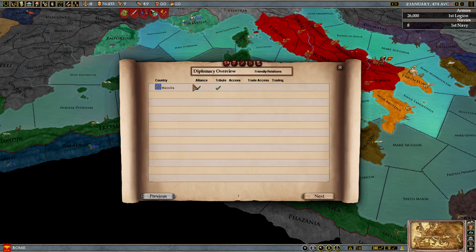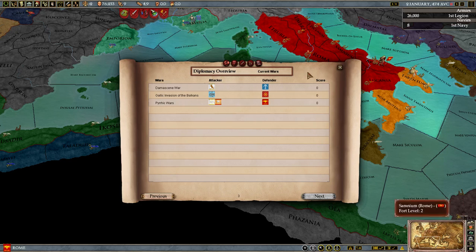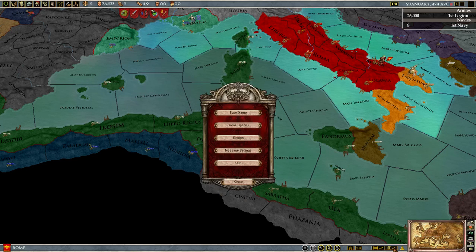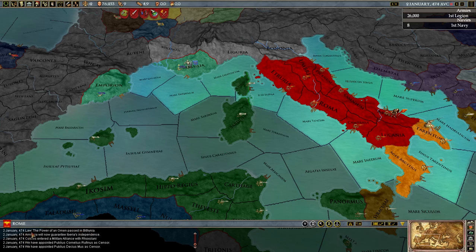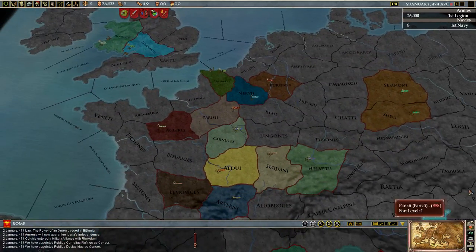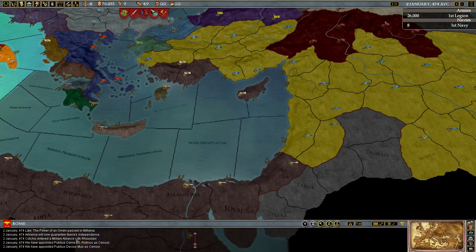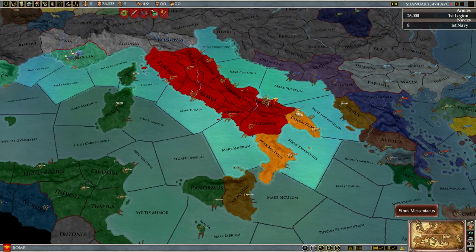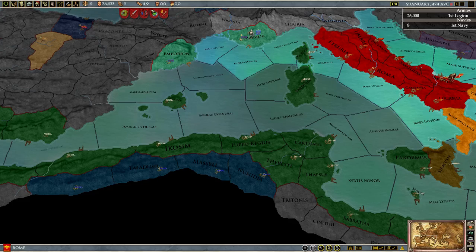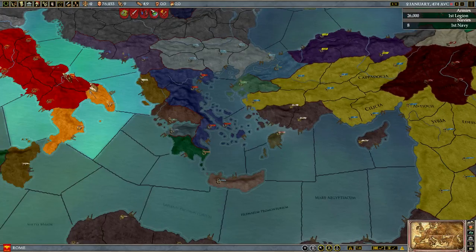And diplomacy overview. This shows you who your friendly relations are, and you can scroll through for hostile relations, current wars throughout the world, and so on. This opens up the main menu, which, close it, and this shows the log. For example, on January 2nd, the law, the power of an omen, was passed in Bithynia. This allows you to basically look around at any country and see what they're up to. It's not exactly a useful feature, and I just generally keep it minimized at all times because it blocks my screen. And of course we have the map, the very place where we started this whole thing.